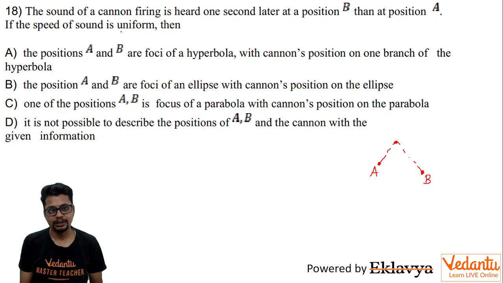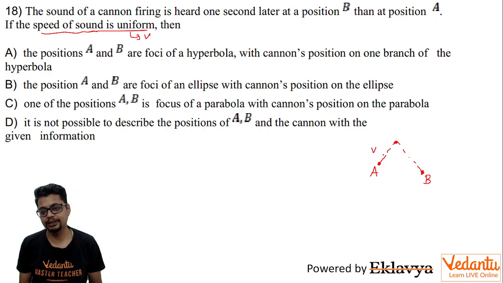Let's say that the speed of sound is V. If the sound reaches point A after time t, once the cannon firing is done, then the distance of A from the point where the cannon has been fired is Vt, and since 1 second later the sound reaches point B, the distance of point B from the position where the cannon has been fired is V times t plus 1. Let's say this is a point P where the cannon is being fired, whose locus we want to find.